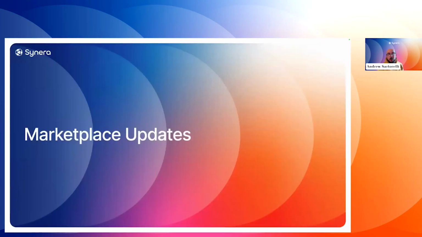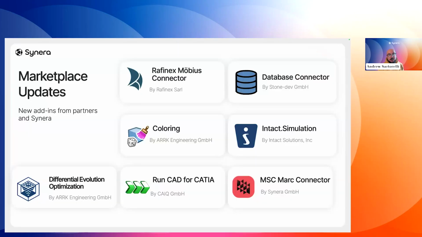So, of course, we're not alone in creating the Synera-verse, as Sophie so nicely put it. We have a lot of partners as well that help us. And so it's also my pleasure to share some of the updates we have to our marketplace in the past 3 months, and a lot of them actually coming in the past few days, which is quite exciting. So we've added a Raphinex Mobius connector from Raphinex, doing great stochastic cloud-based topology optimization.